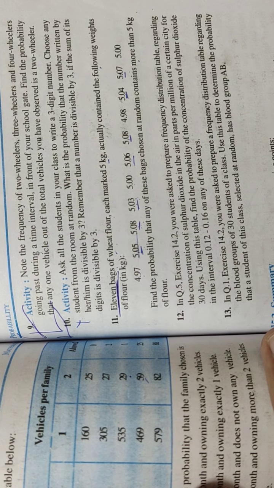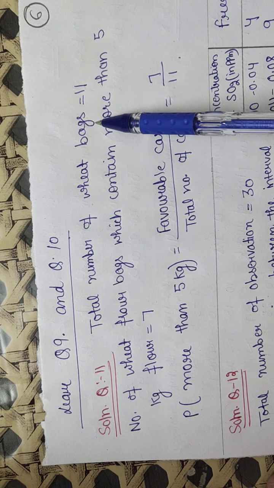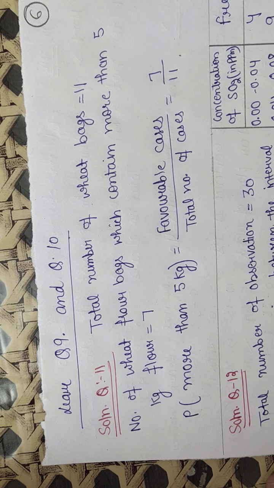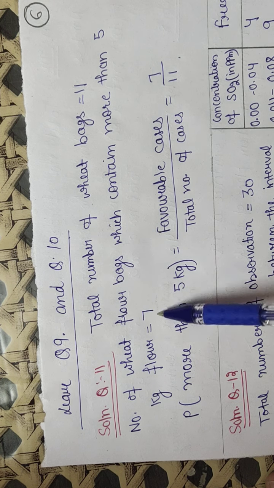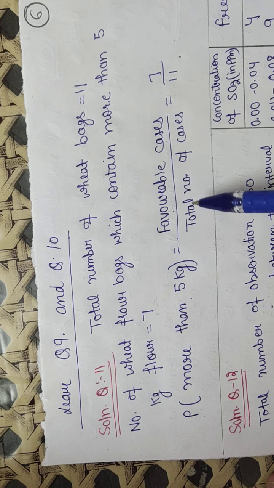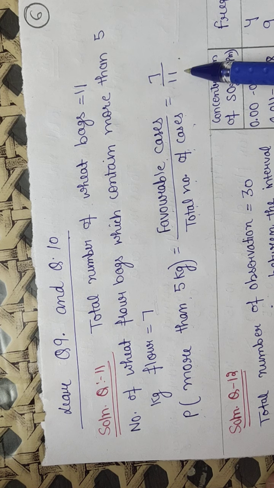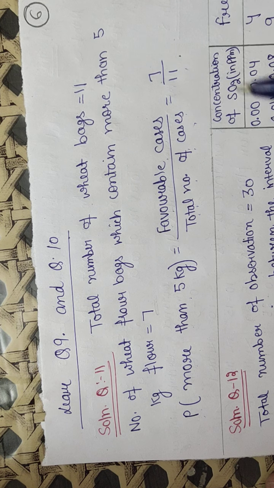Now see the solution of this question. This is the solution. Total number of wheat bags are 11. Number of wheat flour bags which contain more than 5 kg flour, they are 7. So probability of more than 5 kg is equal to favorable cases divided by total number of cases. Favorable cases are 7. Total number of cases are 11. So this is the solution of question number 11.